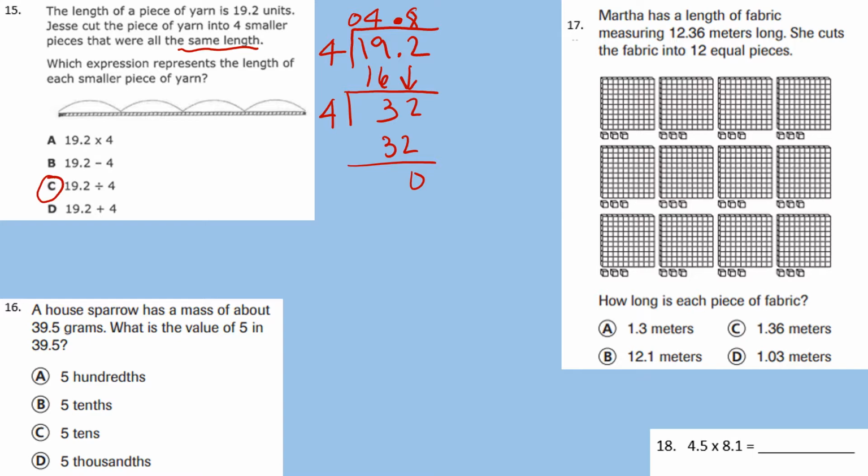16. A house sparrow has a mass of about 39 5/10 grams. What is the value of the 5 in this digit? What place is the 5 in? That place is the tenths place, so it's 5/10.